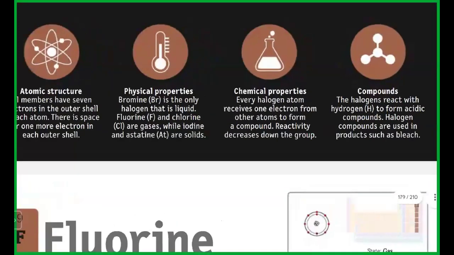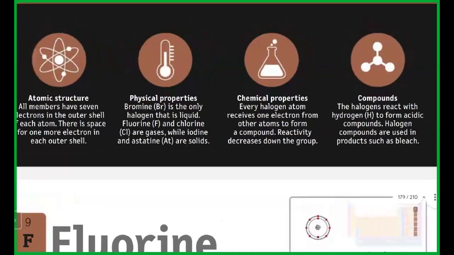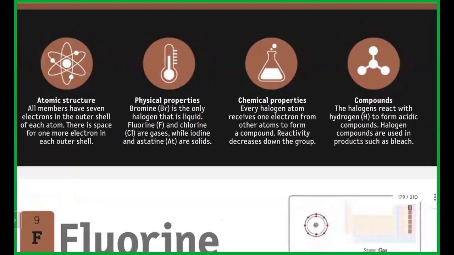And then for the chemical properties, every halogen atom receives 1 electron from other atoms to form a compound. Activity decreases down the group. Just trying to emphasize that halogen atoms tend to receive 1 electron from other atoms to form a full shell, to make the element balanced. And then for the compounds, the halogens react with hydrogen to form acidic compounds. Halogen compounds are used in products such as bleach.